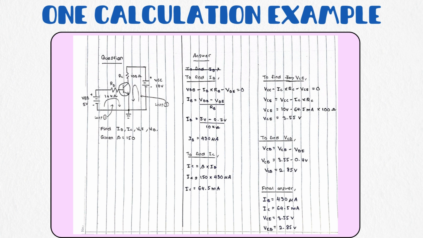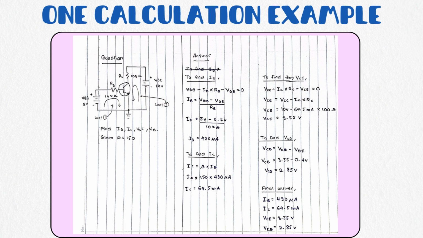To find IC, we use the formula IC equal to beta times IB and enter the values, 150 times 430 microamperes. We will get 64.5 milliamperes for IC.